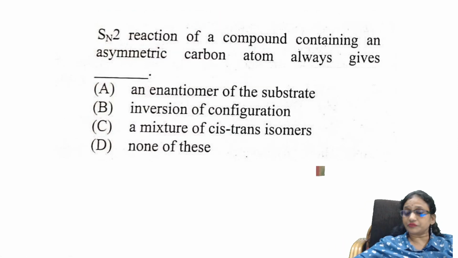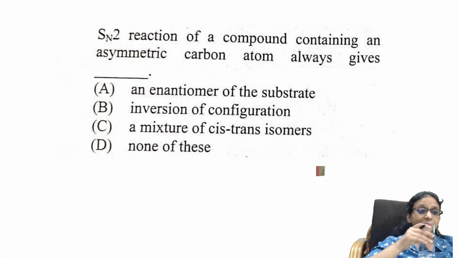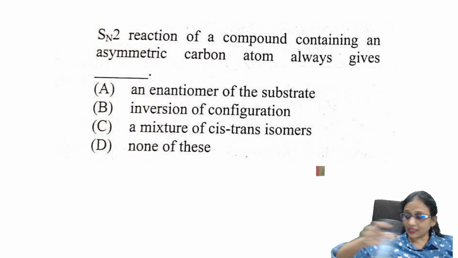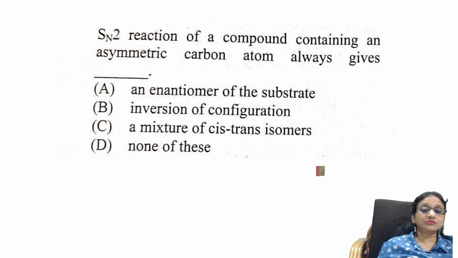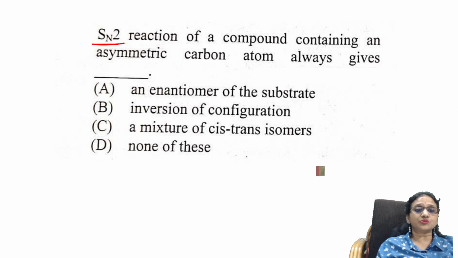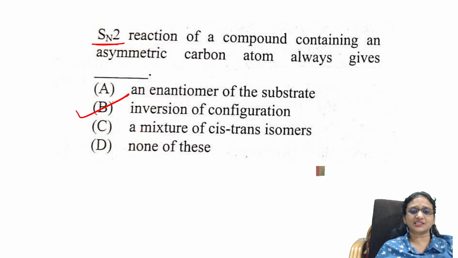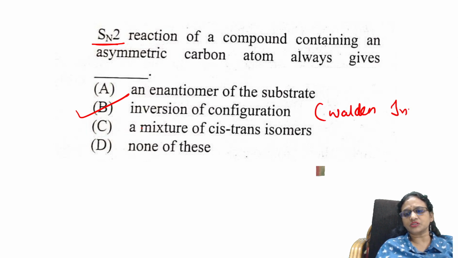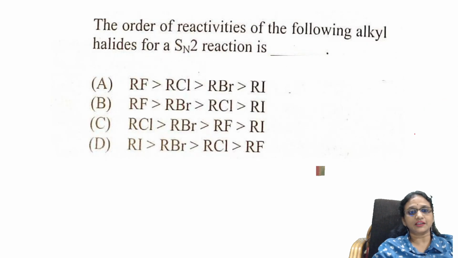An SN2 reaction of a compound containing an asymmetric carbon atom always gives what? Careful. See here, when you see SN2, inversion of configuration. Easy. That's nothing but Walden inversion happening. In SN1, no inversion. In SN2, inversion. The order of reactivities of the following alkyl halides: in SN2, we've already studied, students.